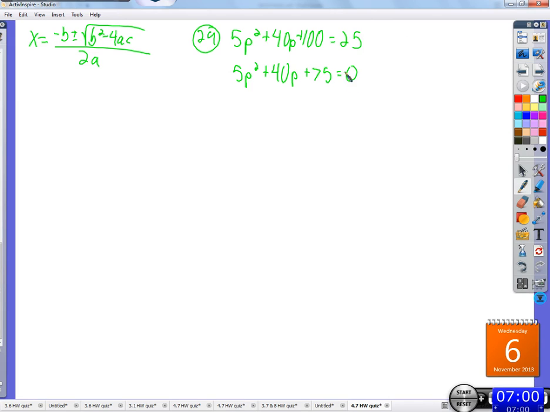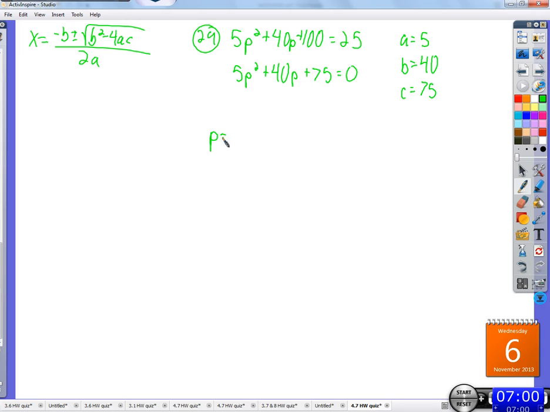And now all we need to know is what's a? 5p squared. No, just 5. It's just the number that you're multiplying by the squared variable. And b is 40, and c is 75. Be sure that if there's a negative in there, like if this is a negative 40, then b would be negative 40, so carry those negatives through. So now we have a, b, and c. They just need to get plugged in to this quadratic formula.